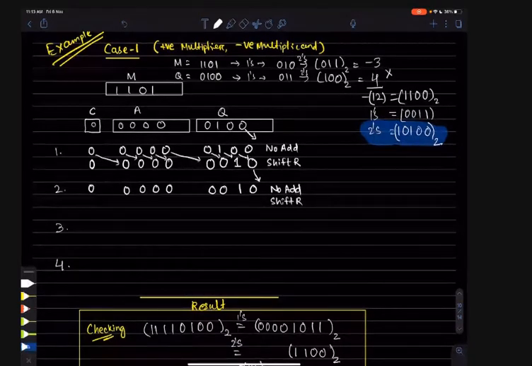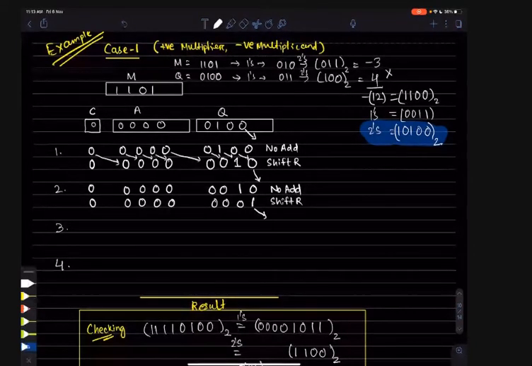Right side shifting will be there, so the sign bit is extended: 0 0 0 0 0 0 0 1. It is shifted to the right side. Any doubt? All bits are shifted to the right side by 1 position. Now we will see what is the last bit.